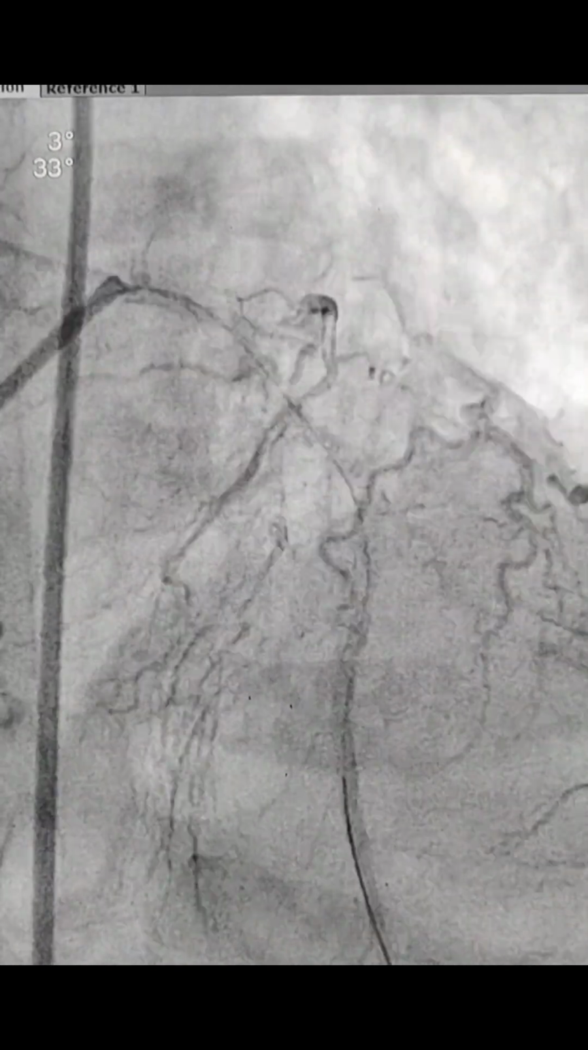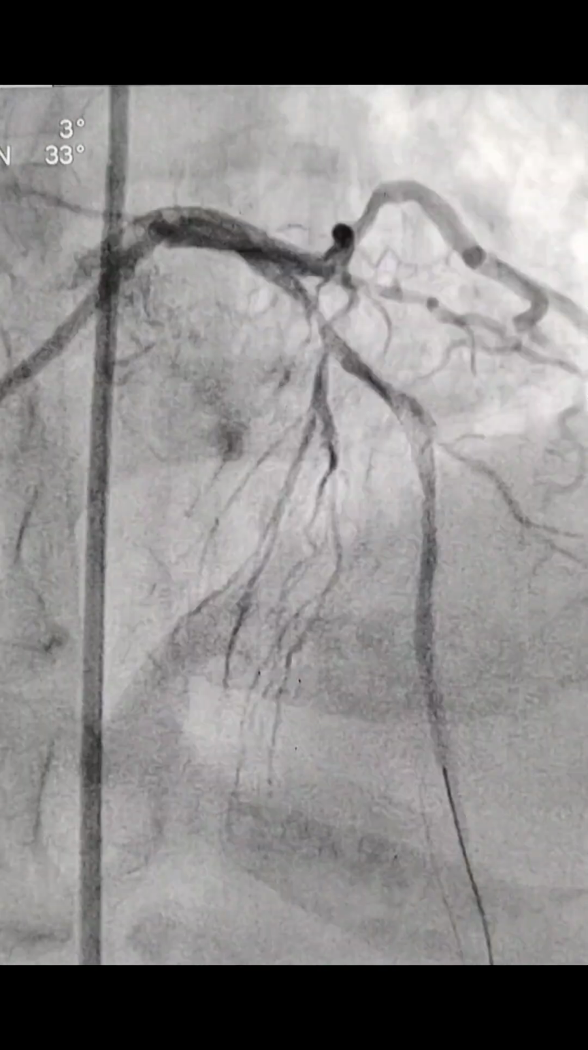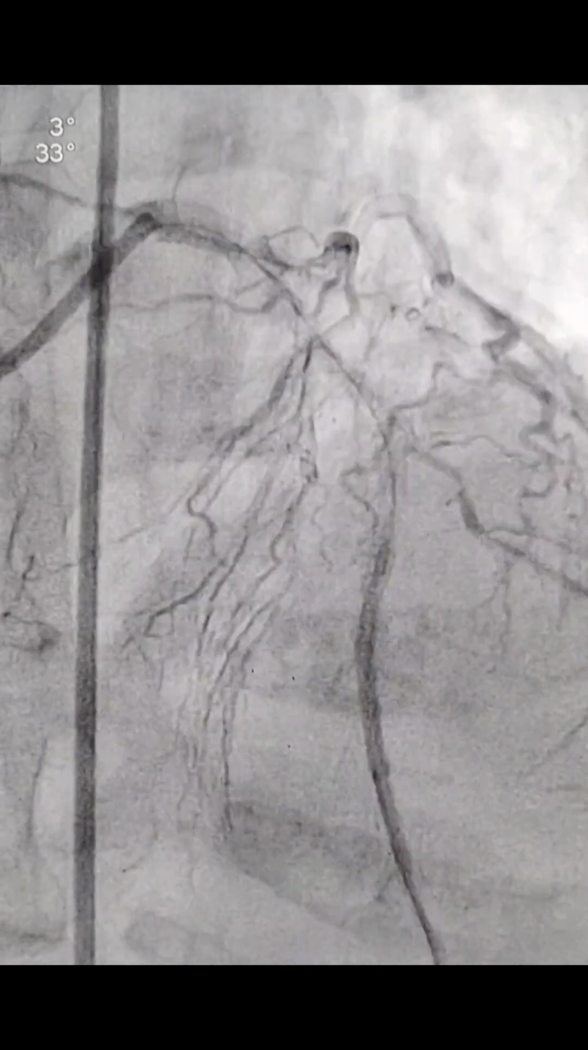So we took a 2.5 by 32 stent, and we deployed the stent at 12 atmospheric pressure in this distal segment. We were lucky enough to get the flow in the LAD. So we secured the flow in the LAD now. There was a lesion right from the proximal, mid, and this distal, so I wanted to put the stent in the mid and proximal also.